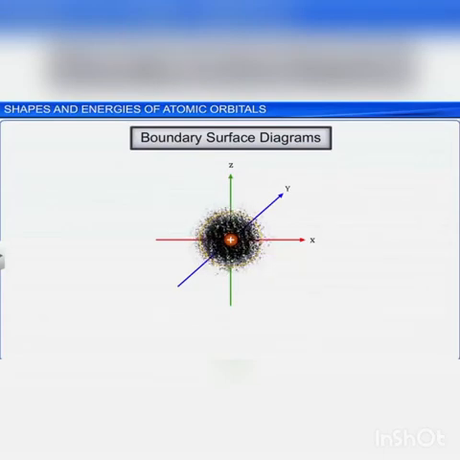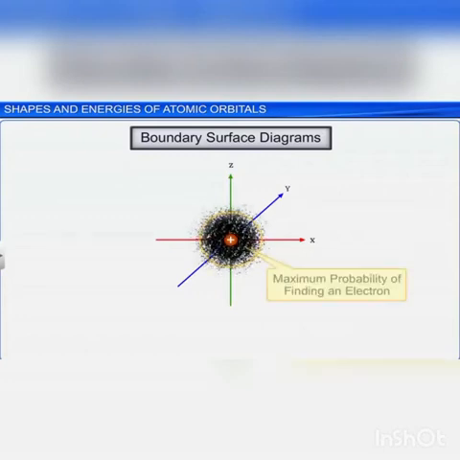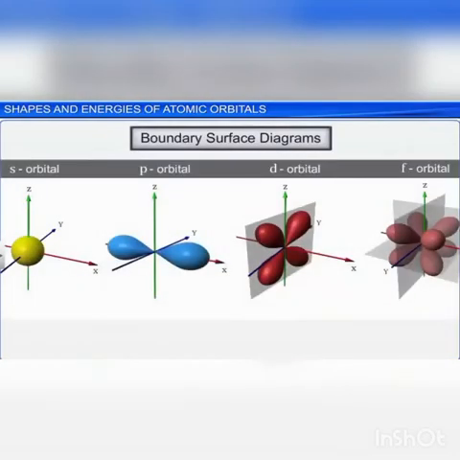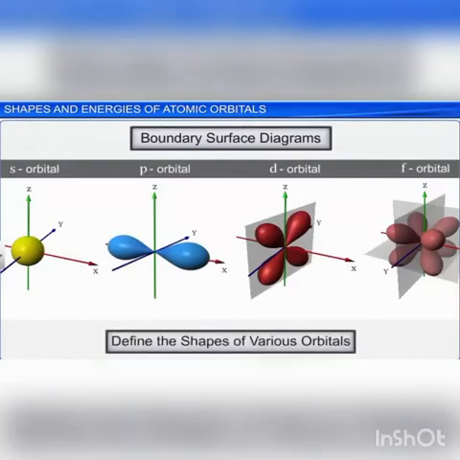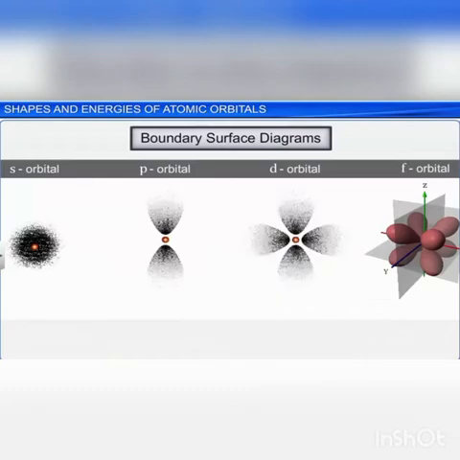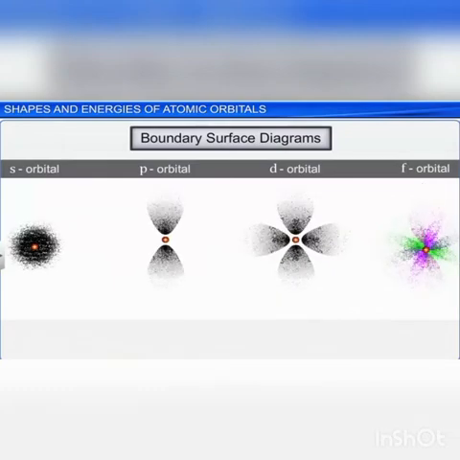The region inside the boundary surface depicts the orbital where the probability of finding an electron is maximum, that is, about 90%. The boundary surface diagrams define the shapes of various orbitals. Therefore, the shape of the electron cloud's density and that of the boundary surface determines the shape of the orbital.